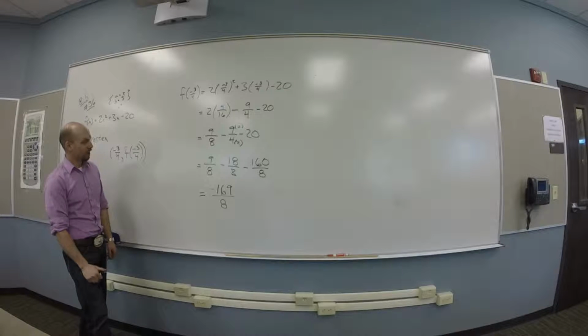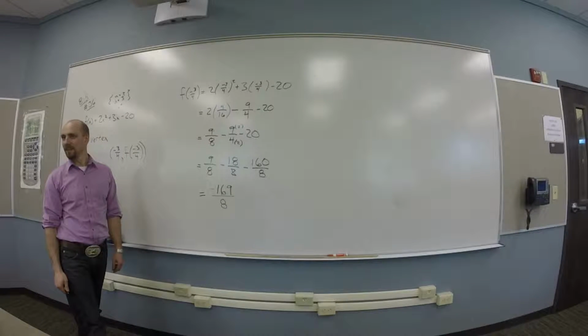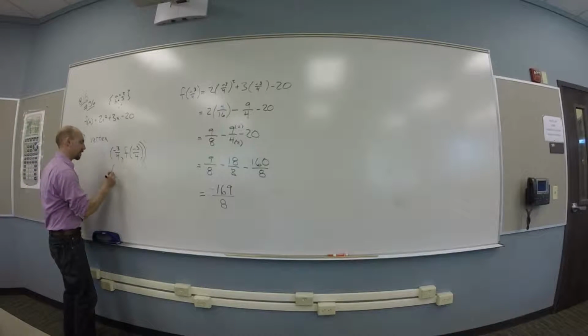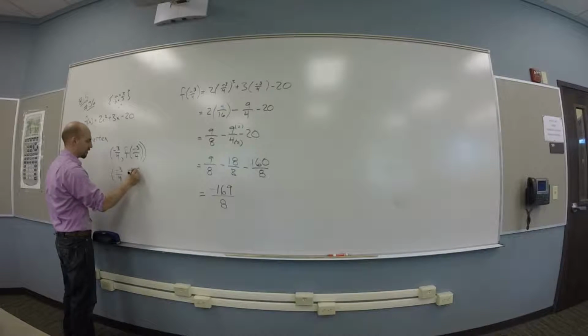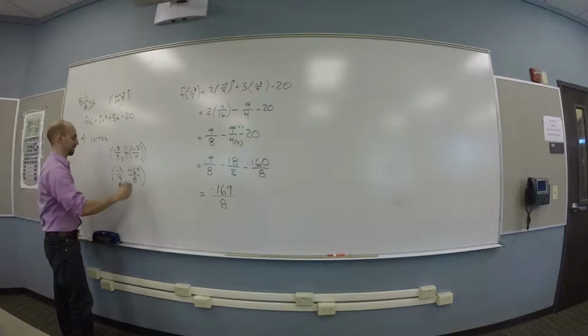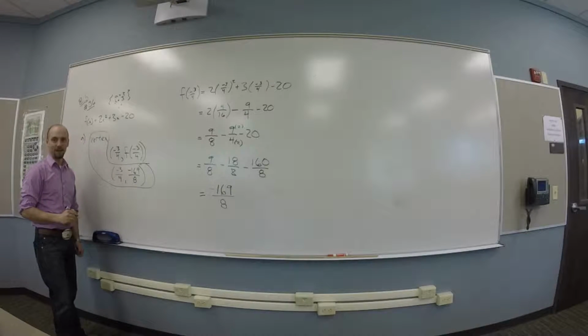All right, so I got negative 169/8. What do I do with that? That's your Y. Yeah, that's the Y for my vertex, right? So my vertex is at negative 3/4, comma, negative 169/8. Okay, so there's my answer for part A.